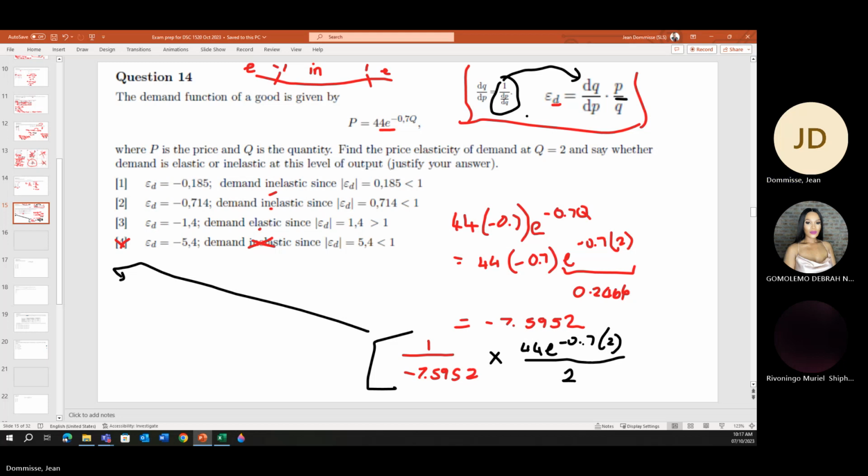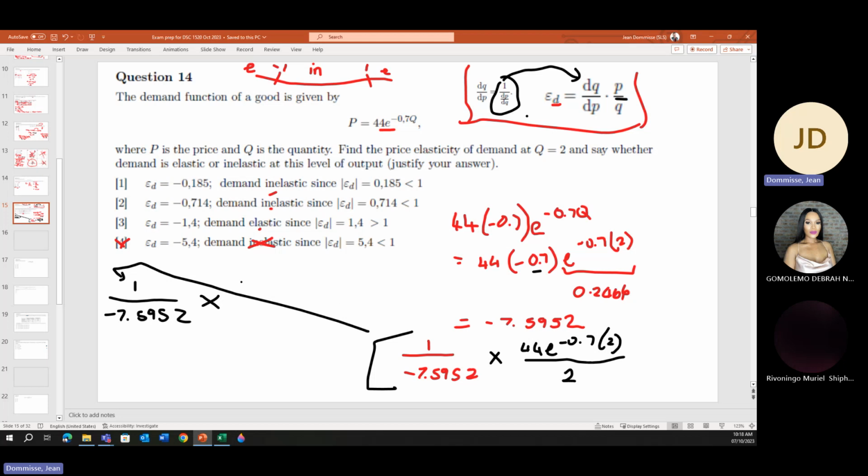Haven't we done this? Okay, there's a slight difference between this and this one, so unfortunately we need to work it out again. So 0.7 negative times 2 is negative 1.4. We need to say exponential of that. So again, let's just rewrite, because this is a big sum to do.